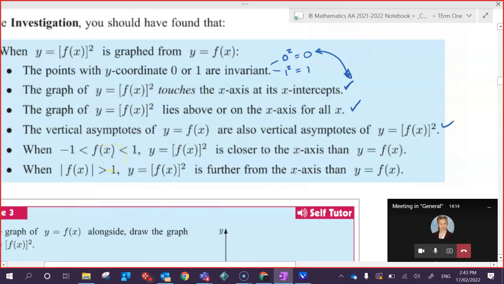One which I didn't mention but makes sense when you think about it. If x is a value between 0 and 1, and I square it, what happens when you square a fraction that's between 0 and 1? It gets smaller. Half times a half is a quarter. A tenth times a tenth is a hundredth. So it's actually getting that much closer to the x-axis. And if the absolute value is greater than 1, then it's getting that much further again.